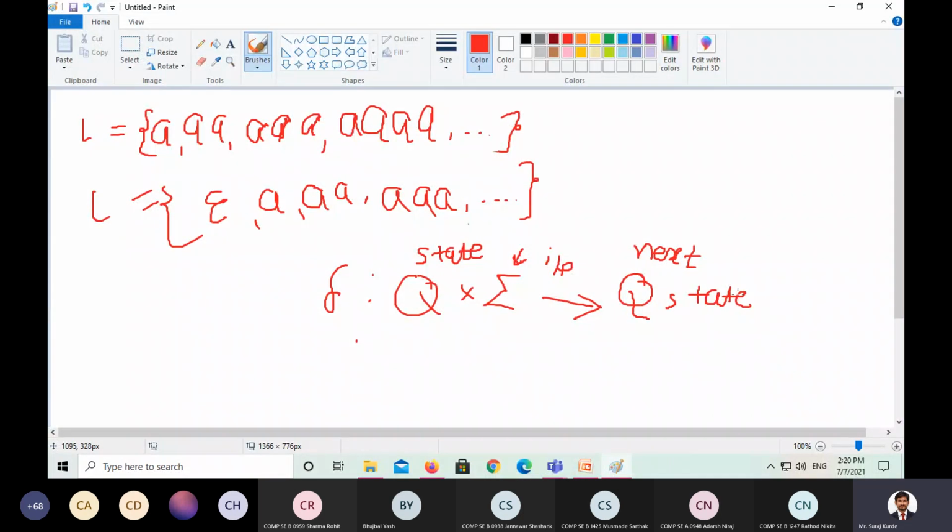Next state. Here it is Q. That means whatever the number of states in the queue, one of those states will be the next state. So if here we have 4 states, then one of these 4 states will appear here as the next state. One of the states from Q will appear as the next state.